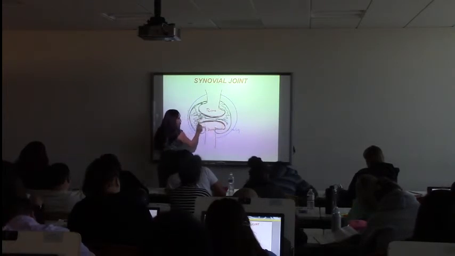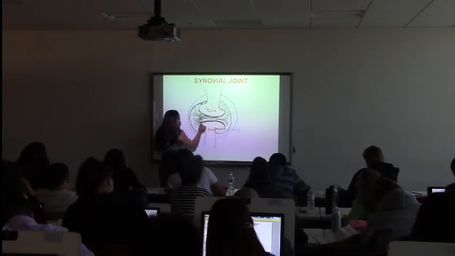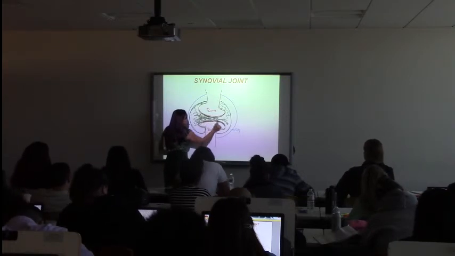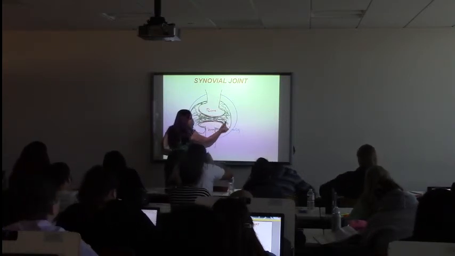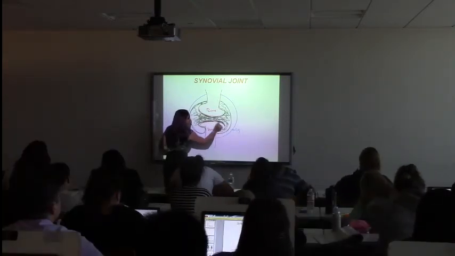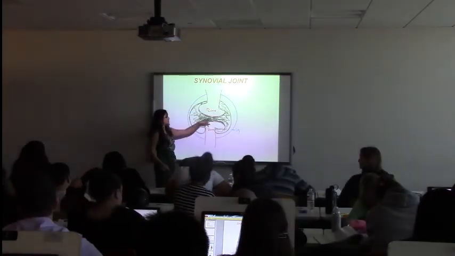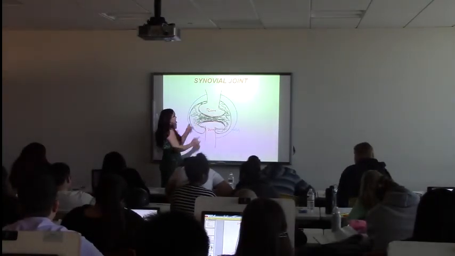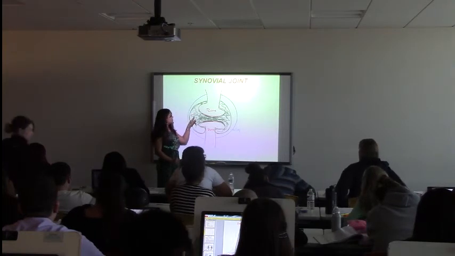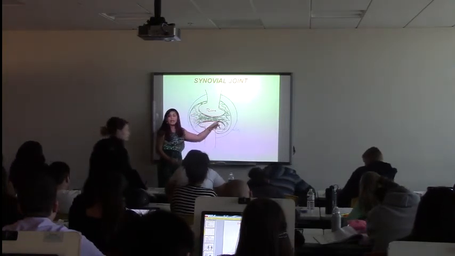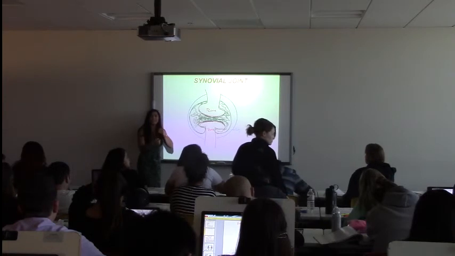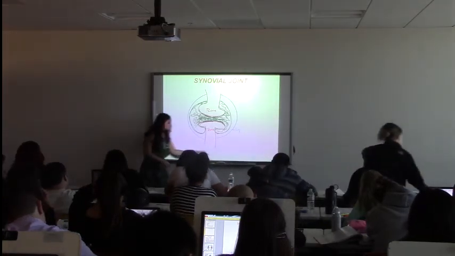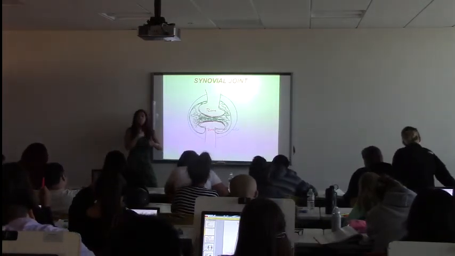Okay, so the fluid is secreted and it gets located between the two epiphyses. So the synovial membrane secretes synovial fluid, which is found within the synovial cavity. It's there for lubrication. Okay? So the fluid is there for lubrication.